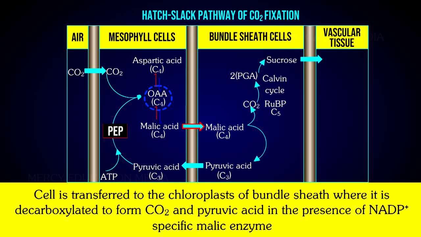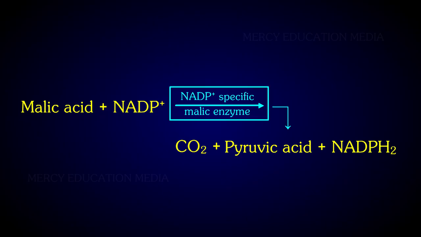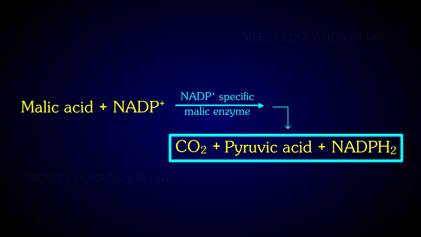Malic acid or aspartic acid formed in the chloroplast of mesophyll cells is transferred to the chloroplast of bundle sheath, where it is decarboxylated to form carbon dioxide and pyruvic acid in the presence of NADP plus specific malic enzyme. Malic acid plus NADP in the presence of NADP specific malic enzyme forms carbon dioxide plus pyruvic acid plus NADPH2.